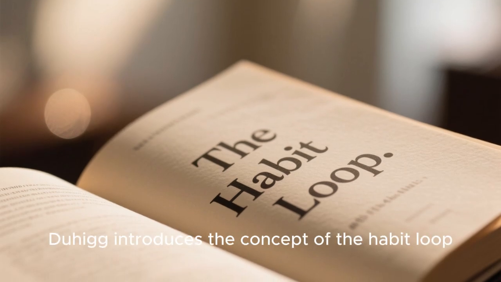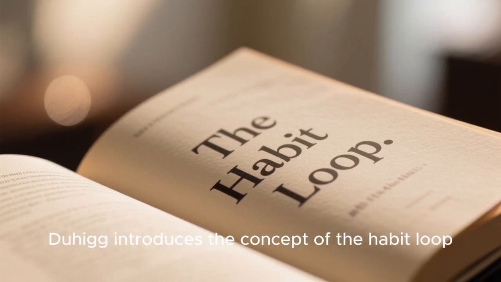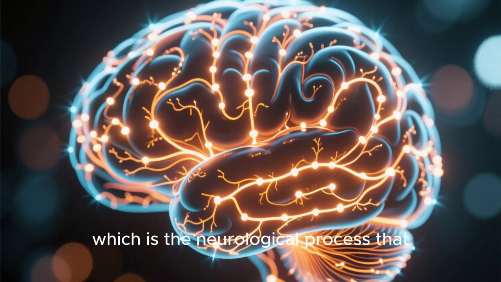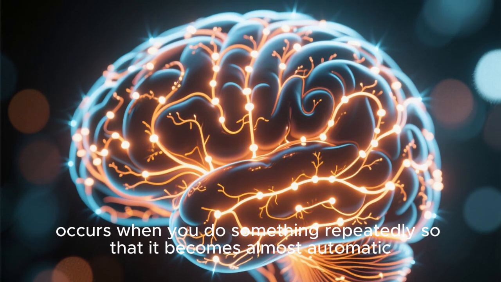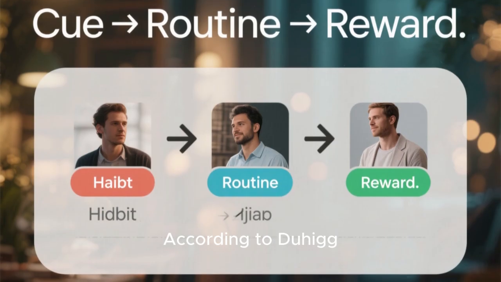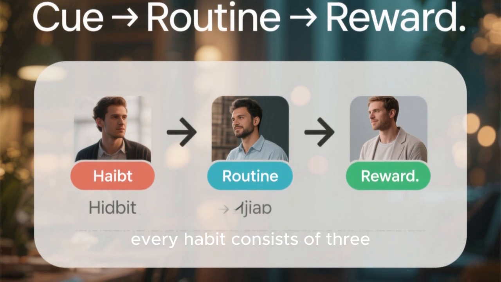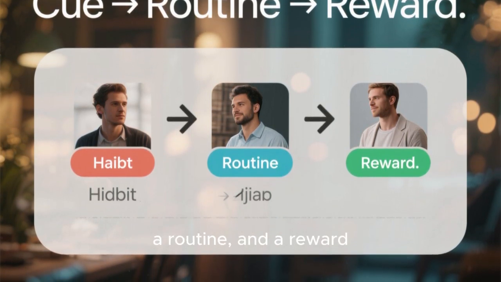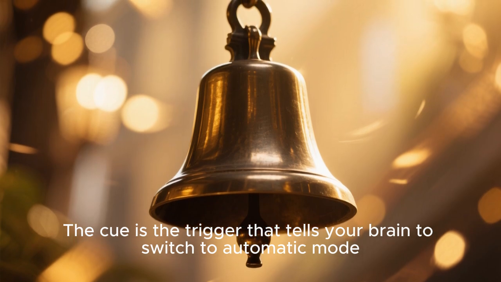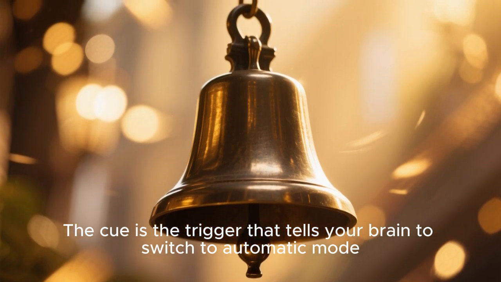In his book, Duhigg introduces the concept of the habit loop, which is the neurological process that occurs when you do something repeatedly so that it becomes almost automatic. According to Duhigg, every habit consists of three parts: a cue, a routine, and a reward. The cue is the trigger that tells your brain to switch to automatic mode.